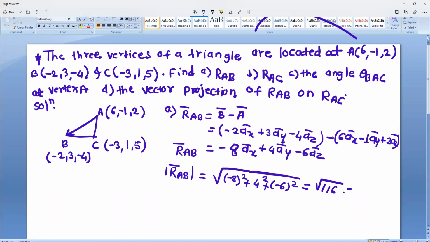Okay, is it right? So what is the square root of 116? 10.77. Okay. Everyone calculated this? Everyone understood? Because I have to erase. Yes. Okay.